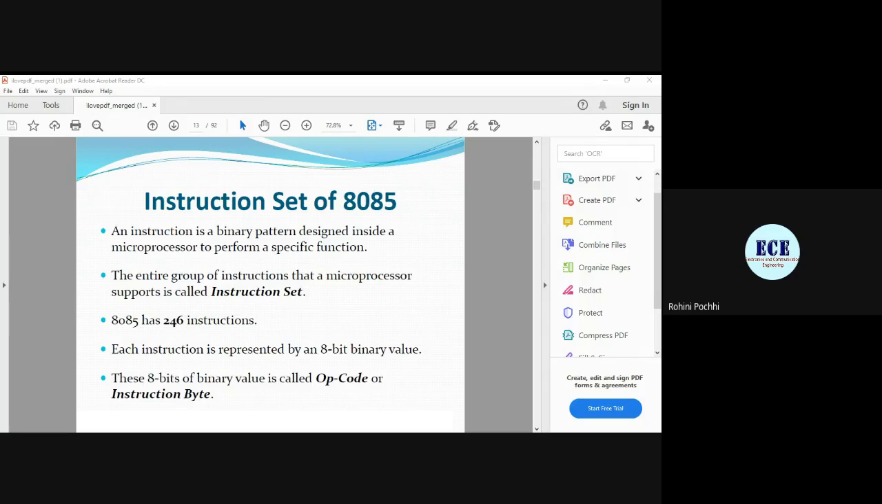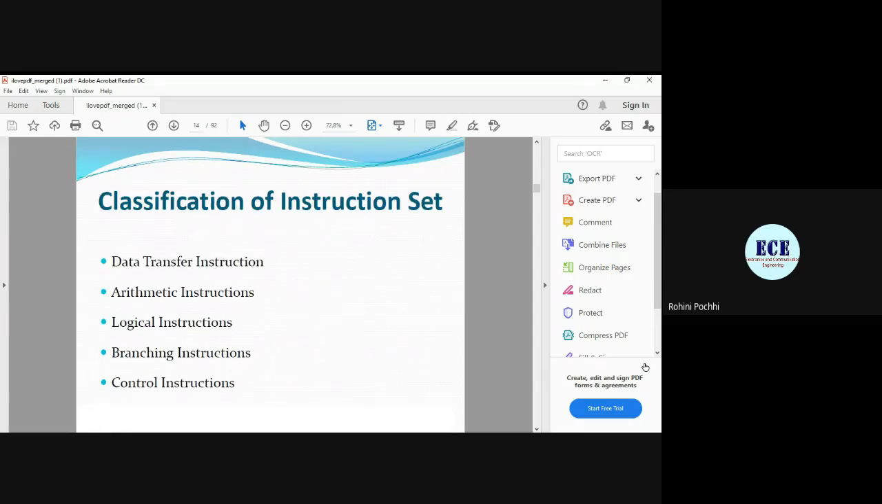8085 has 246 instructions in its instruction set. Each instruction is represented by an 8-bit binary value. This 8-bit binary value is called the opcode or instruction byte. There are two major components involved in an 8-bit binary instruction, that is opcode and the instruction byte. This instruction set has been classified into five major parts: data transfer instruction, arithmetic instruction, logical instruction, branching instruction, and the control instruction.